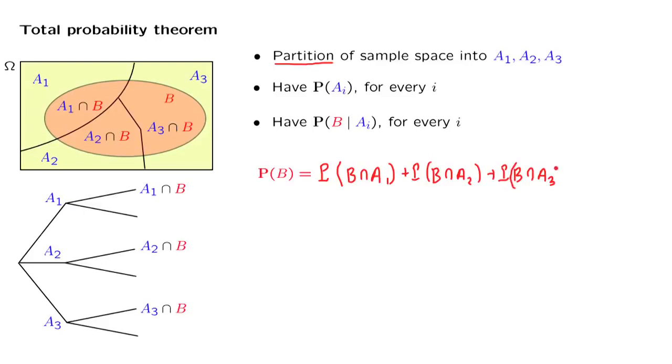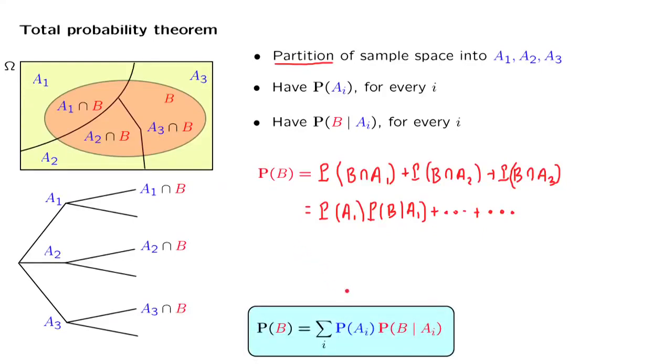Furthermore, for each one of these sub-events, we can use the multiplication rule and write their probabilities as follows. The probability that B and A1 both occur is the probability that scenario 1 materializes times the conditional probability that B occurs given that A1 occurred. And then we're going to have similar terms under the second scenario and a similar term under the third scenario. So putting everything together, we have derived a formula of this form. The total probability of event B is the sum of the probabilities of the different ways that B may occur.